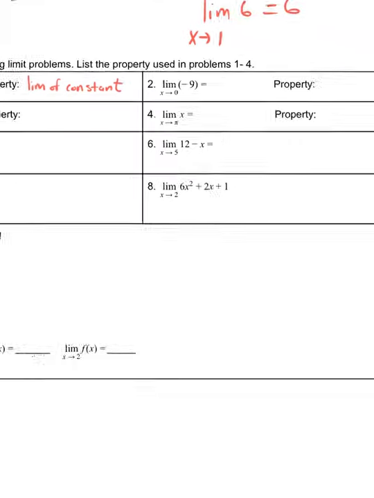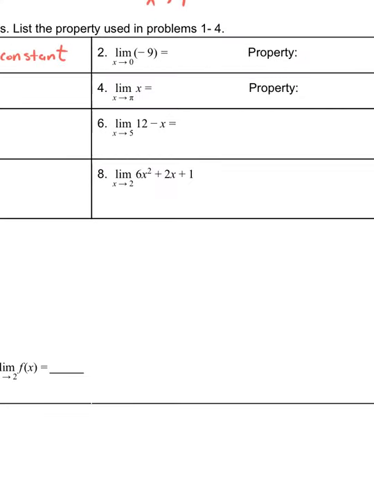Number 2, the limit as x approaches 0 of -9. The limit of a constant is that same constant, so that's just going to be -9. And again, that is limit of a constant. All right, let's keep going.